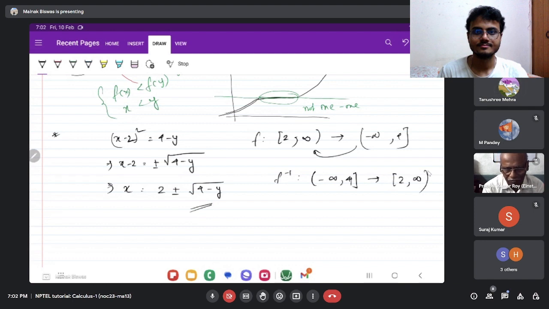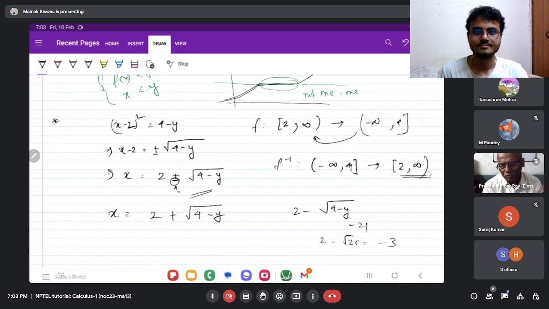Yes, sir. But can we take minus then? If we take minus, you will have negative. So for example, 2 minus root of 4 minus y, if we take the value of say minus 16, which is a valid number here, because minus 16 is between minus infinity and 4, or minus 21 say, this will become 2 minus root 25, it will become negative, right? Minus 3. So you can't take the negative part of it because it has to be greater than 2. f inverse has to be greater than 2. So you only can take the positive part, root of 4 minus y. So this will not be there.